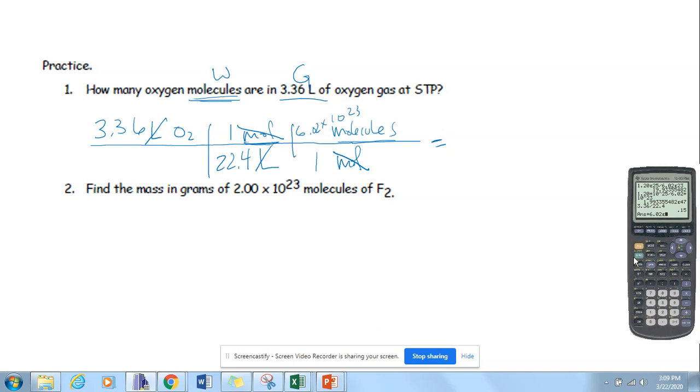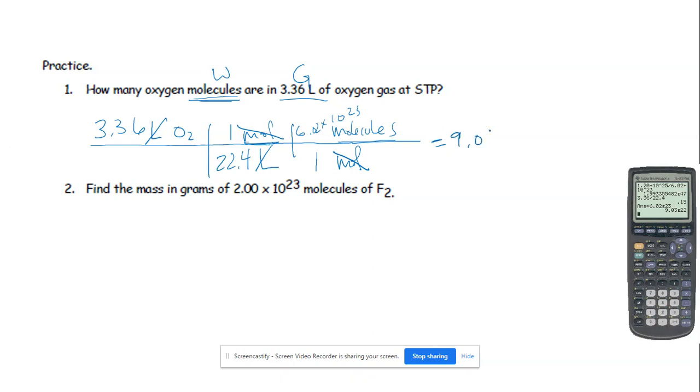Again, I much prefer the second function EE button when working in scientific notation. And our answer is 9.03 times 10 to the 22. That's exactly the number of sig figs that we need. So final answer, 9.03 times 10 to the 22 molecules of oxygen gas. Next one, find the mass in grams of 2 times 10 to the 23rd molecules of fluorine.